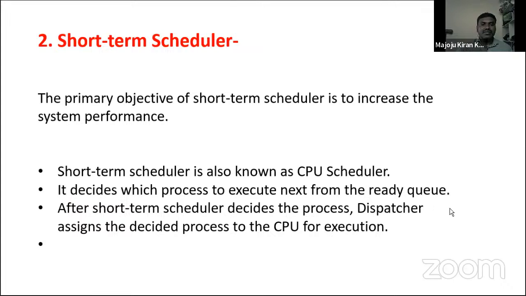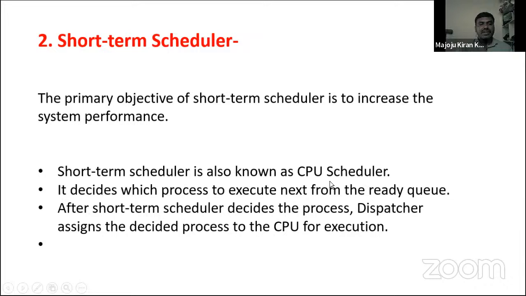See here, the main objective of the short-term scheduler is to increase the system performance. And how can you increase the system performance? By making the CPU busy. We cannot leave the CPU idle, right? So by making the CPU busy, we can automatically improve the system performance. The short-term scheduler is also called the CPU scheduler, whereas the long-term scheduler is called the job scheduler.